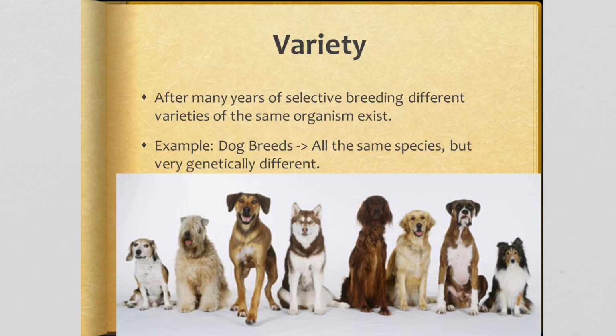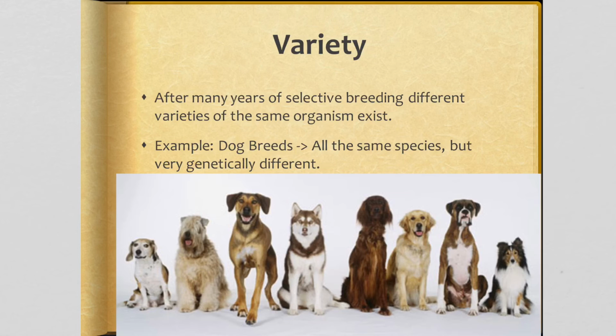And you can see that if you keep going through these selective breeding techniques, what ends up happening is you get a lot of variation or variety in the types of organisms, which is something that humans have done really well with dog breeds. You can see all the different breeds of dog. They're all the same species. They're all dogs, but they're very genetically different. And that's because humans have spent hundreds and thousands of years breeding dogs to do certain jobs.